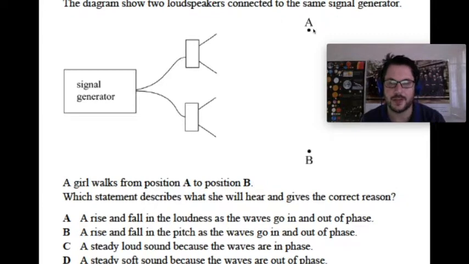Waves are coming from a coherent source. So there's going to be places where the waves are in phase and out of phase. So the answer, let's have a look: a rise and a fall in the loudness as the waves go in and out of phase. That is correct.